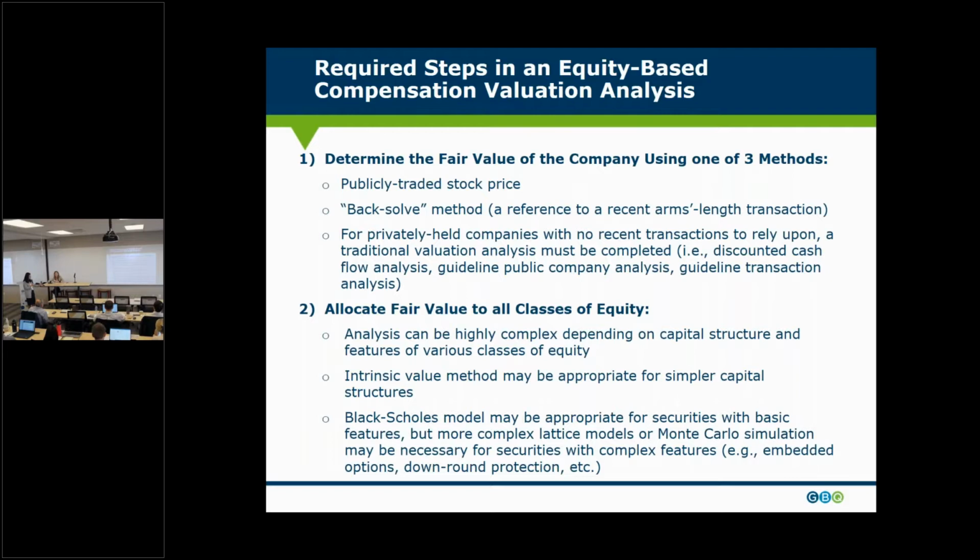The intrinsic value method may be appropriate for simpler capital structures. The Black-Scholes model may be appropriate for securities with the basic features. So the Black-Scholes model has 5 inputs: you have your term, your underlying asset value, your volatility. You've got 5 main factors. So the Black-Scholes is the simpler one.